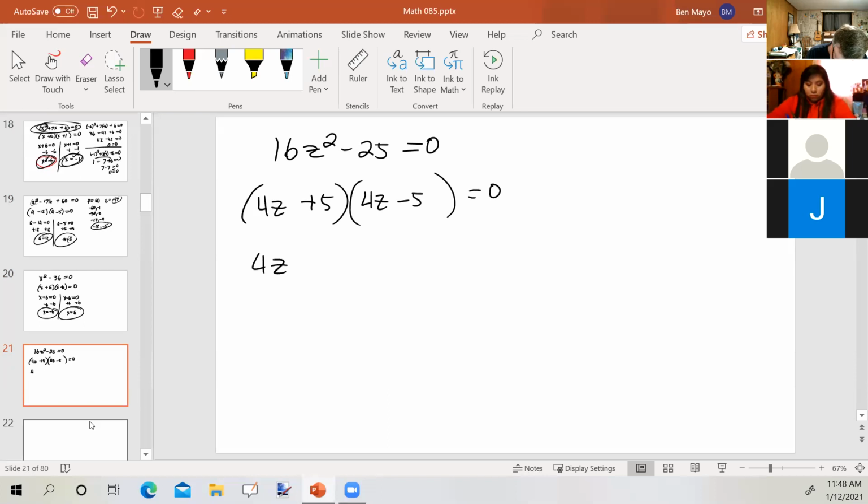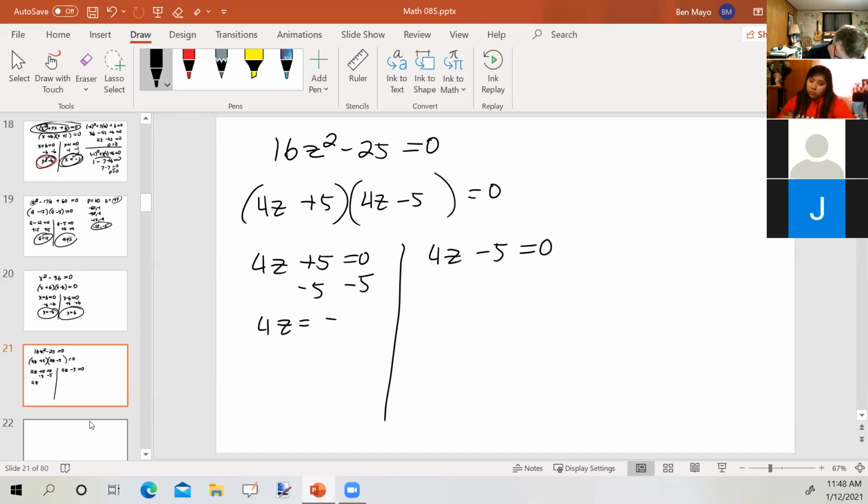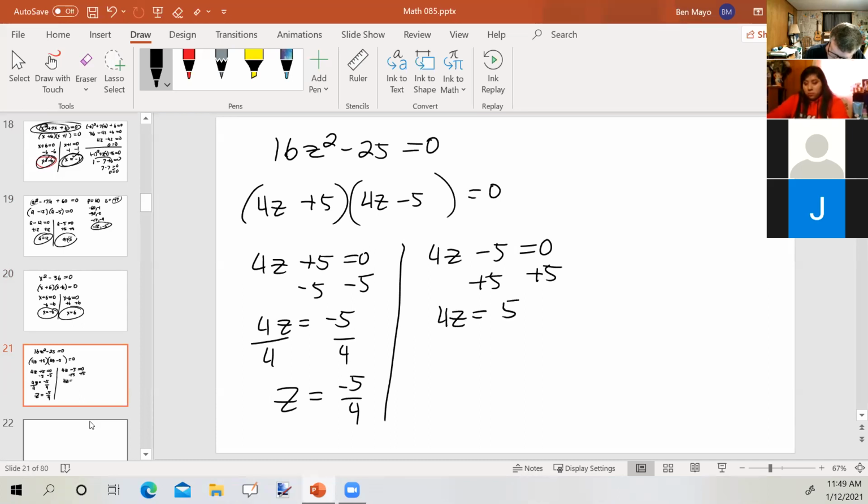So 4z plus 5 equals 0, and 4z minus 5 equals 0. To solve the first equation, I will subtract 5 from both sides of the equation and then divide both sides by 4. So z equals negative 5/4. The second equation, I will add 5 to both sides of the equation and then divide both sides by 4, and I get z equals 5/4.